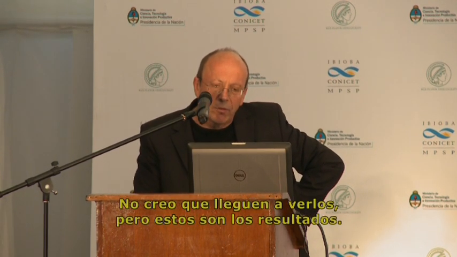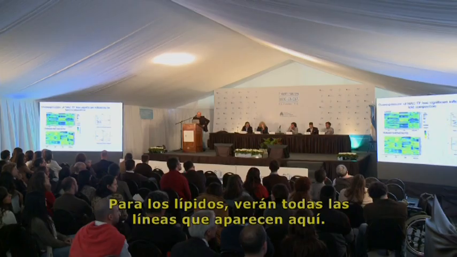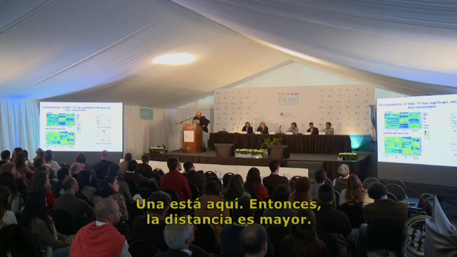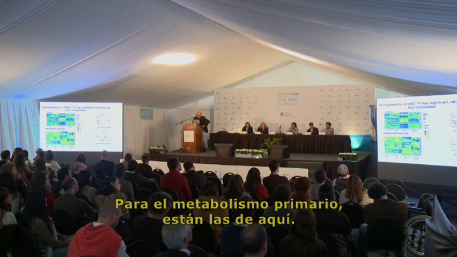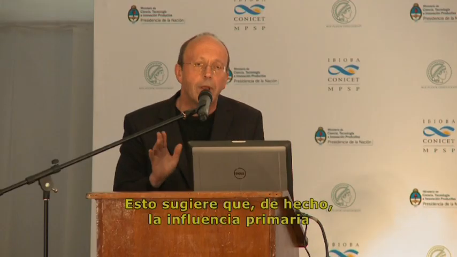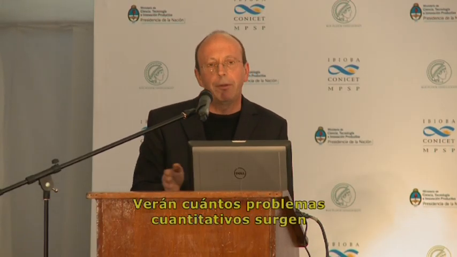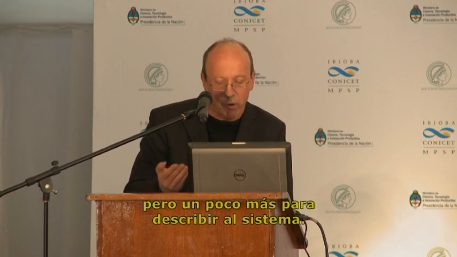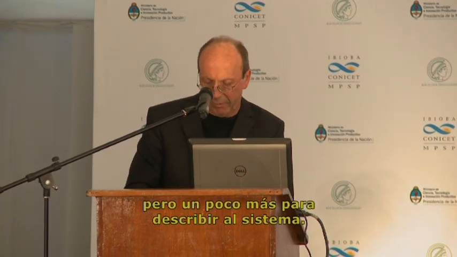Well, I'm sure you cannot see this, but these are the scores, and this is for the lipids. You see all of the lines are popping up here, and just this one is here, so there's a large distance. Whereas for the primary metabolism, these are here, and all the rest are also distributed. So this would suggest, therefore, that indeed the primary influence is on lipid metabolism. But you see how many quantitative problems you run into once you really try to be more comprehensive when you describe the system.